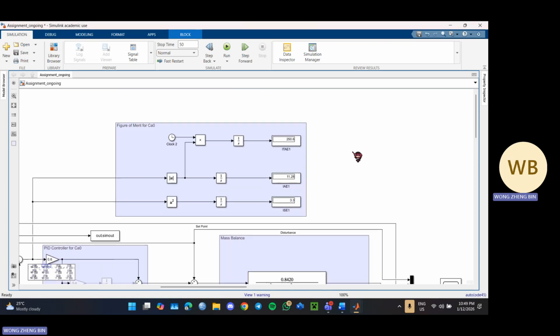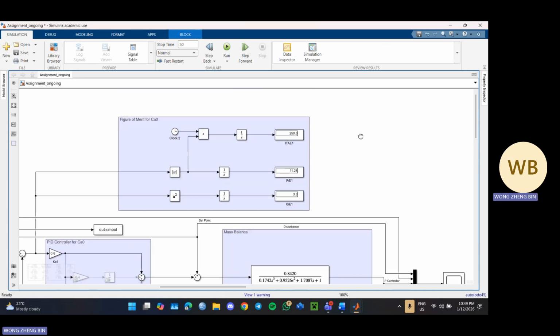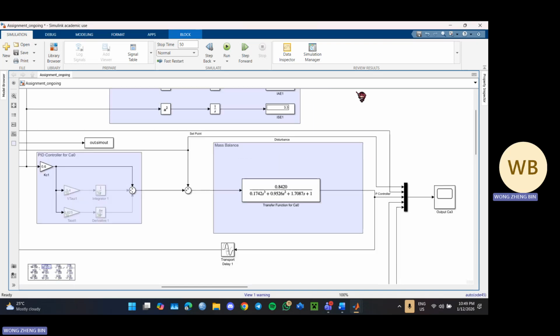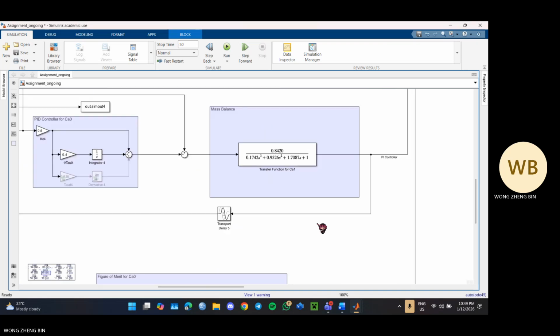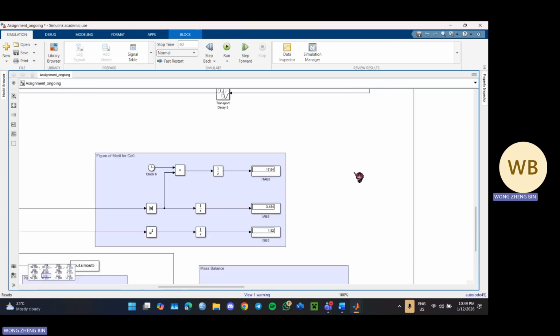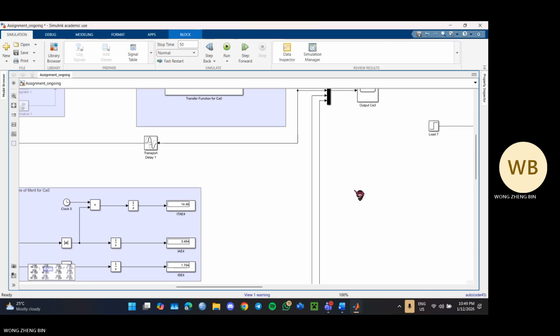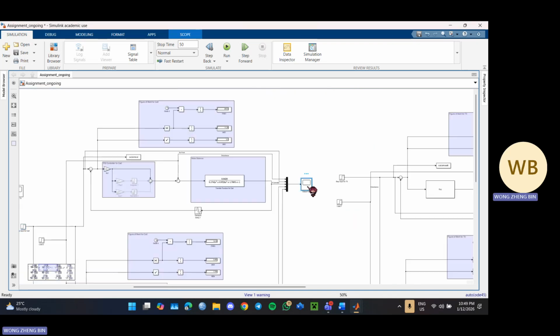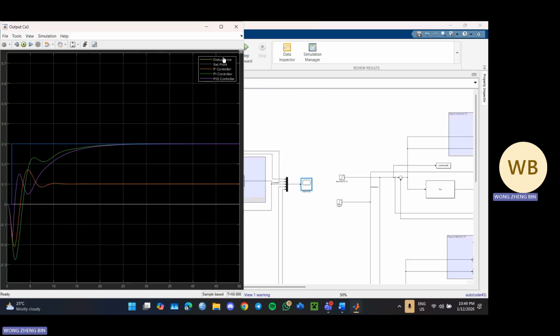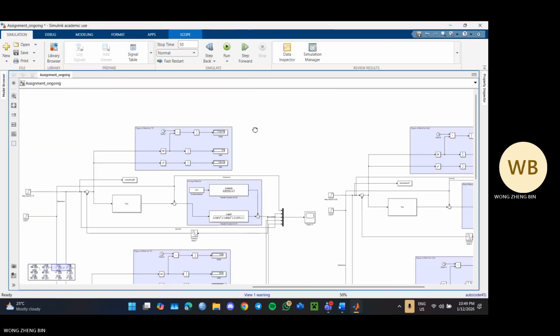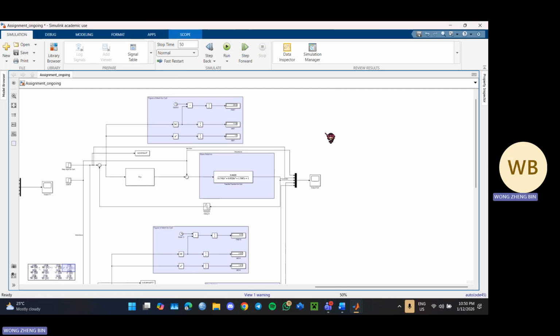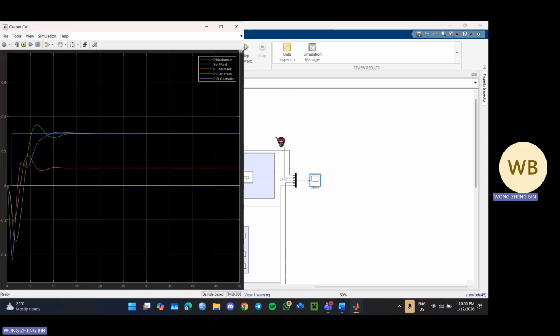And this is the error for the manual P controller. This is manual controller PI. And this is manual controller PID. And the outputs are shown here. No disturbance. So here are the outputs for concentration. This is manual. And the output for toolbox is here.